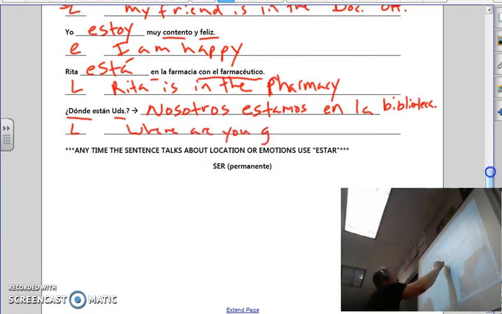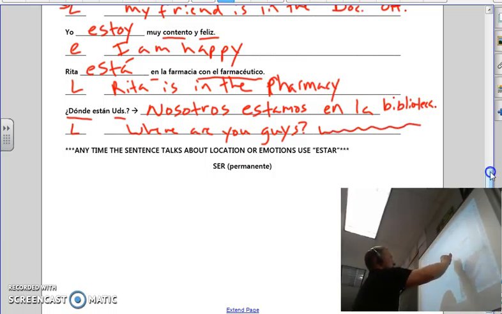I say you guys, you can write what you want. Where are you guys? We are in the library. That says we are in the library.